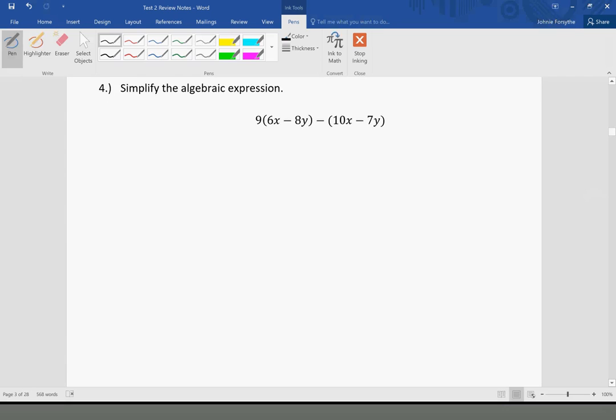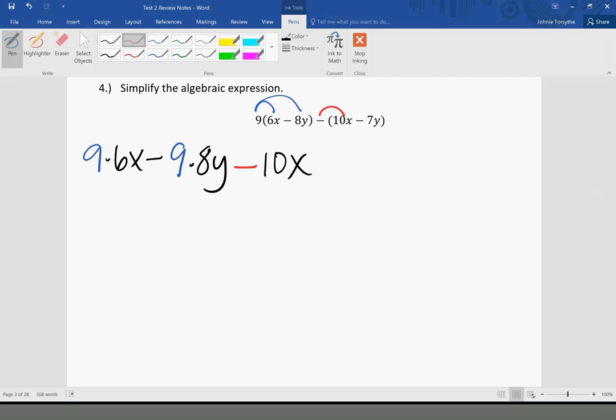Okay, number 4. Simplify the algebraic expression. So here we have 9 times, open parentheses, 6x minus 8y, close parentheses, minus quantity 10x minus 7y. So I'm going to distribute this 9 into this parentheses here. So I have 9 times 6x minus 9 times 8y. And then now I'm going to distribute this negative here. So I have negative times 10x, and then a negative times a negative gives me a positive 7y.